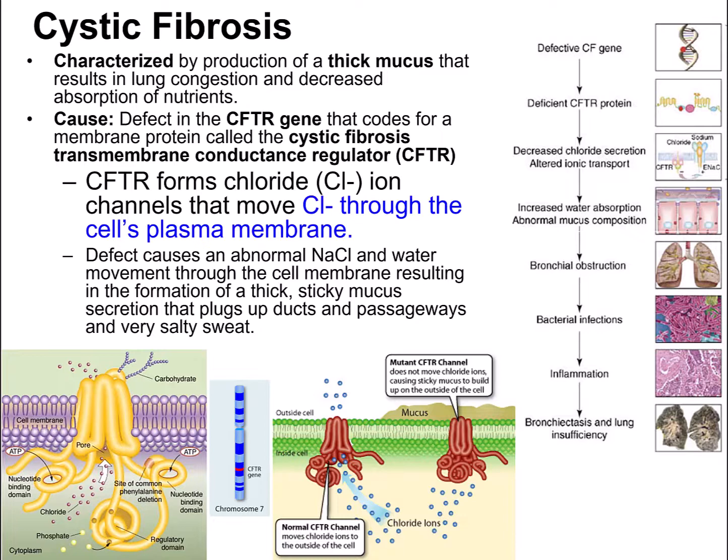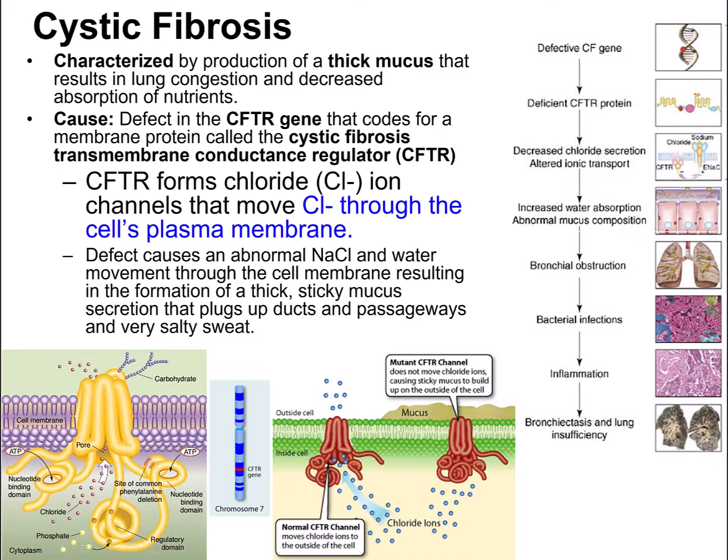The cause of cystic fibrosis is a defect in what's called the CFTR gene that codes for a membrane protein called the cystic fibrosis transmembrane conductance regulator. This is where we get that CFTR. And this is a normal gene that functions in the movement of chloride ions by these chloride channels, shown here in this membrane. Here's our phospholipid bilayer. We have these chloride channels, and these chloride channels pump chloride.